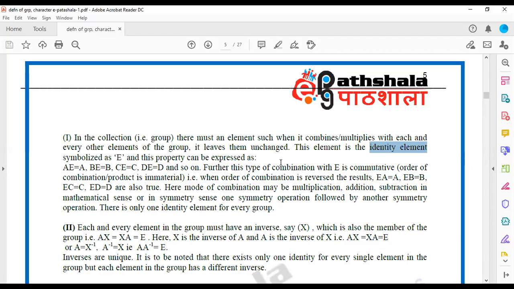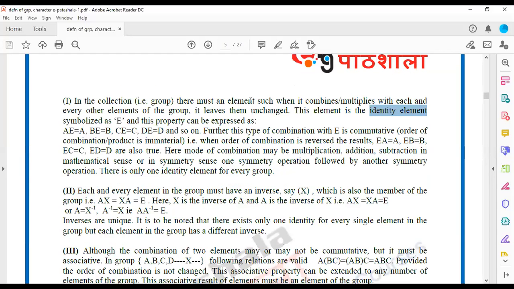So it should have an identity. That means there should not be any change in the multiplication whenever I do any combination. Even if I reverse it, it should not become a problem. So instead of A into E, if I do E into A, again the answer is A. Here also it is A, here also it is A. We will take an example and discuss this.